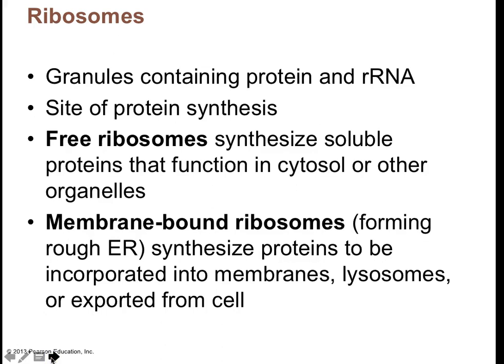Now, ribosomes. Ribosomes are two subunits, a large and a small subunit, and they are made out of a complex of ribosomal RNA and protein. Their real function is to hold on to a messenger RNA in the cytoplasm and help read it properly.